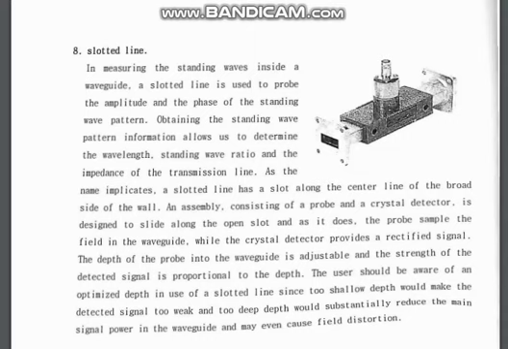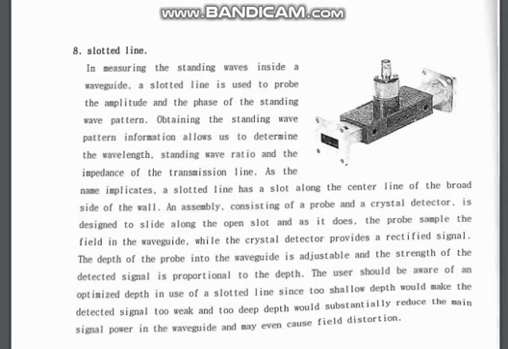In measuring the standing waves inside a waveguide, a slotted line is used to probe the amplitude and phase of the standing wave pattern. Obtaining the standing wave pattern information allows us to determine the wavelength, standing wave ratio, and the impedance of the transmission line. As the name implies, a slotted line has a slot along its center.